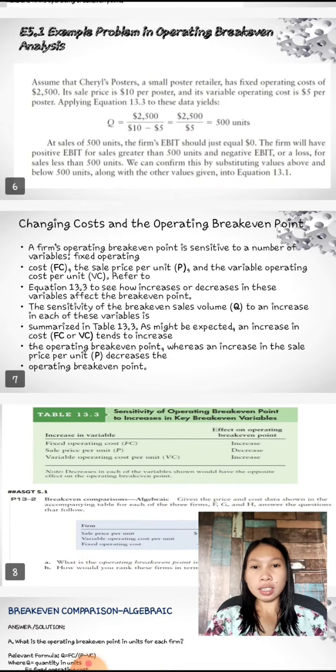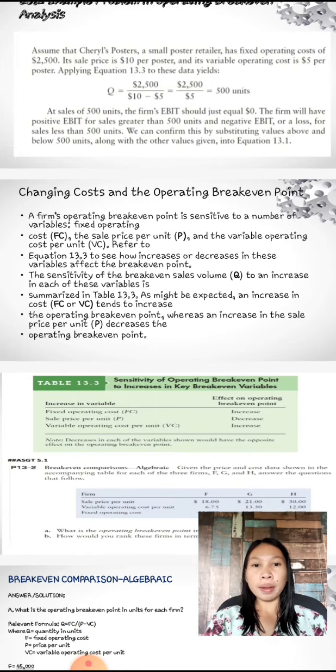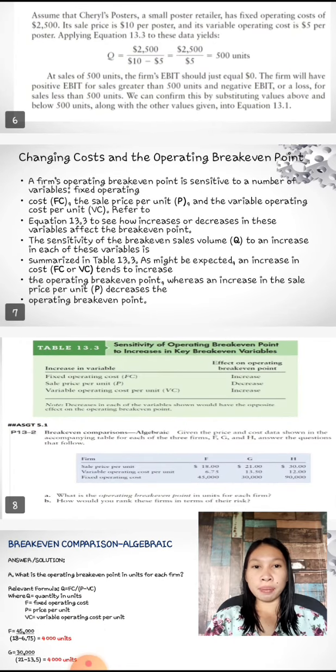At sales of 500 units, the firm's EBIT should just equal $0. The firm will have positive EBIT for sales greater than 500 units and negative EBIT, or a loss, for sales less than 500 units. We can confirm this by substituting values above and below 500 units along with the other values given into equation 13.1.